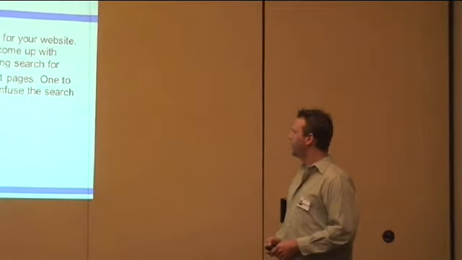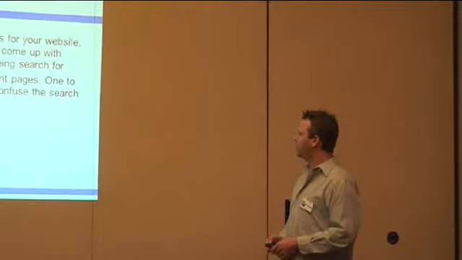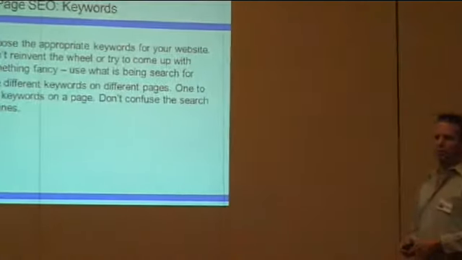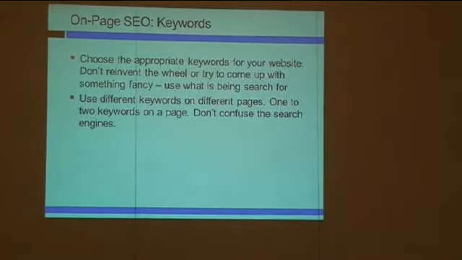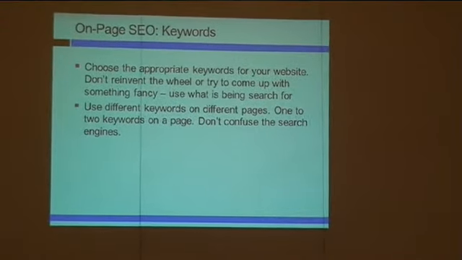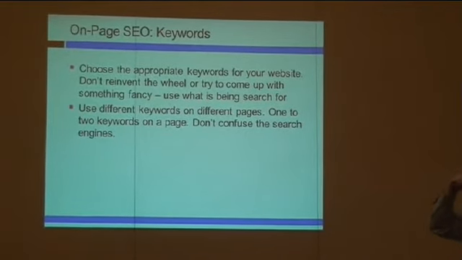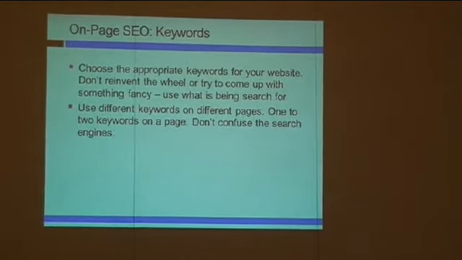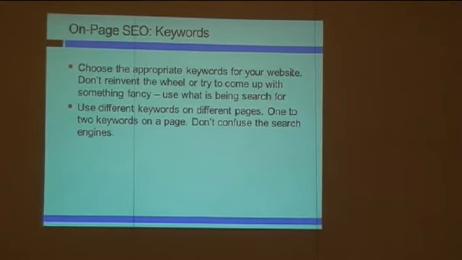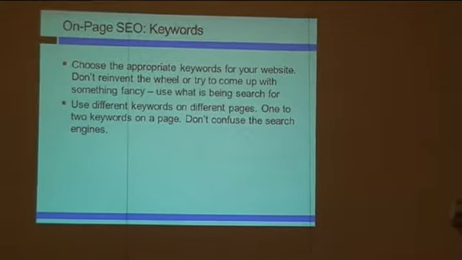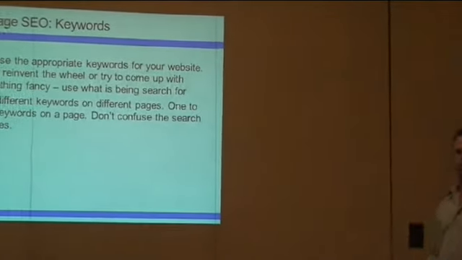Keywords. Choose the appropriate keywords for your website. Don't reinvent the wheel. Use different keywords on different pages. Don't put real estate investor as one page and then create another page as real estate investor 2 or anything. And actually you can't, WordPress is actually smart enough that you can't create 2 of the exact same titles. It'll actually put a number after it. So it'll say real estate investor and then real estate investor 1, real estate investor 2. You want to switch it up.